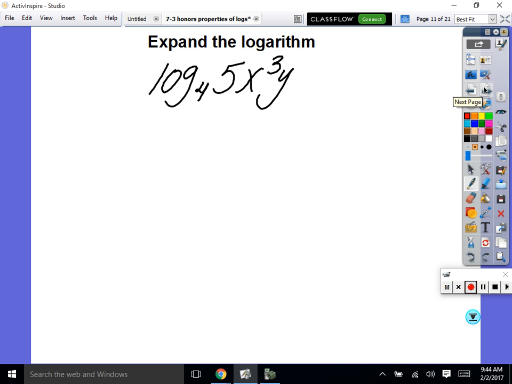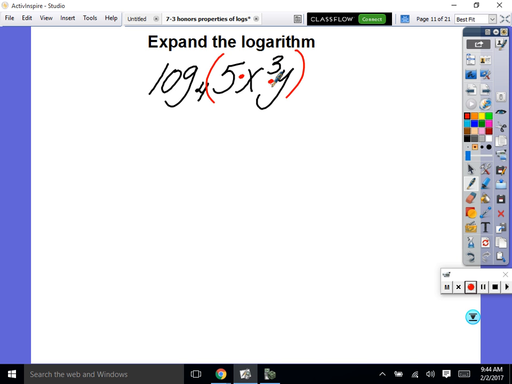Okay, let's start expanding the logarithm. Here we go. So it says expand the logarithm. If you want to write this down, you can. So one thing to note here is log base 4 of all this stuff. Log base 4 of all this stuff. So they're all base 4. Now understand 5 is its own base. It's not connected to x cubed and it's not connected to y.